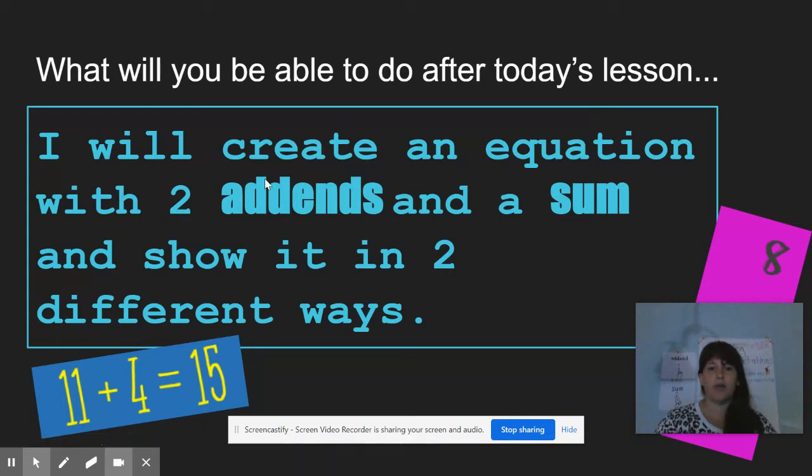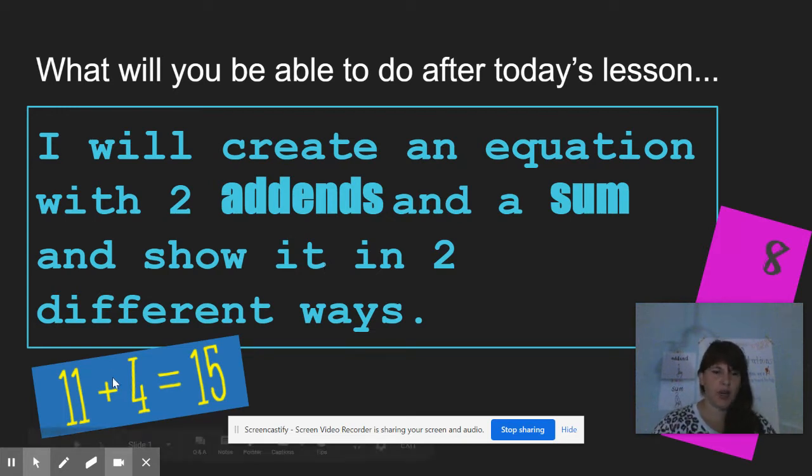You can say, I will create an equation with two addends and a sum and show it in two different ways. So basically you're going to create an equation, any equation that you want. I would try to keep it as small as possible. I wouldn't do like 70 plus 70. I would try to keep it to where the answer is below 20.